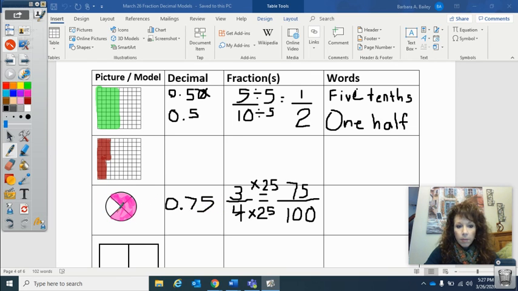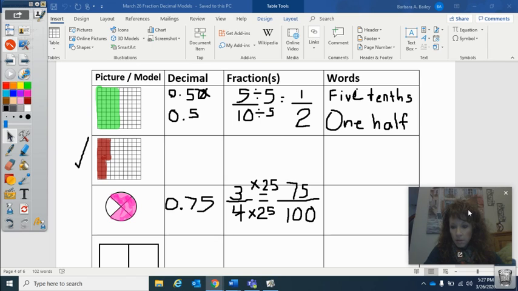So I have a model, a picture, I have a decimal, I have the fraction and another equivalent fraction, and then I'll let you guys write the words. And then I want you to try this one right here on your own. Write a decimal, fraction, try to simplify it, and words, and then we'll check it for tomorrow. And so I'm going to stop the video if I can figure out how to do that.